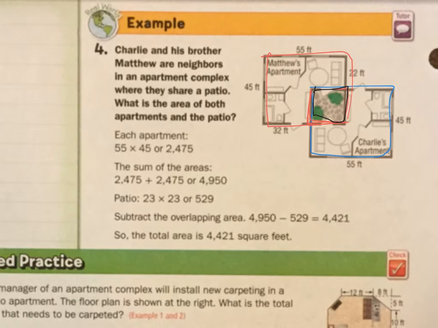So, each apartment is 55 by 45. They're both 55 by 45 apartments. So each apartment is 2,475. So there's Matthew's apartment, there's Charlie's apartment. The total is 4,950.